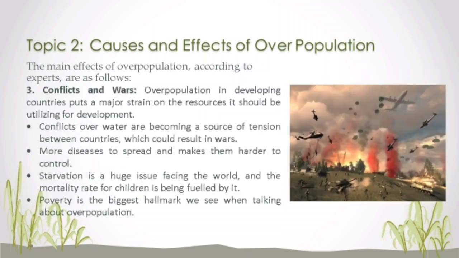Number three, main effects of overpopulation, conflicts and wars. Overpopulation in developing countries puts a major strain on the resources it should be utilizing for development. These are the following. Conflicts over water are becoming a source of tension between countries, which could result in wars. Second, more diseases spread and are harder to control. So sometimes, because of conflicts and wars, they are using diseases as their weapon.